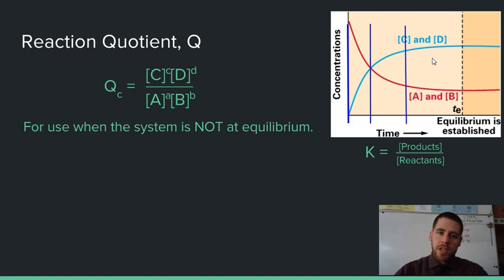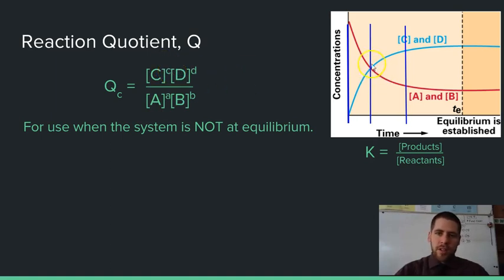And then by comparing Q to K, we're able to figure out which way the reaction still needs to go in order to reach equilibrium. So just looking at this right now, at our initial conditions, is Q large or small? We start out with a lot of reactants, and we start out with virtually 0 products in this graph, and so our Q would be extremely, extremely small, right? A really large denominator with a near 0 numerator.